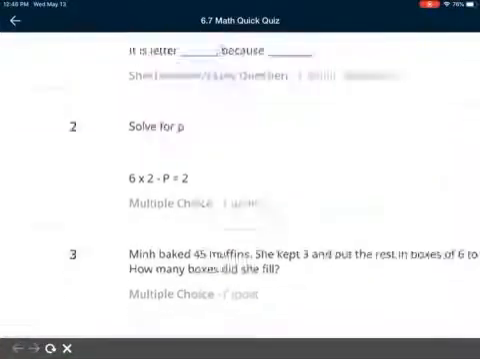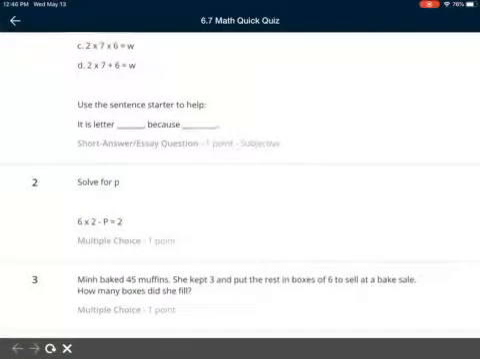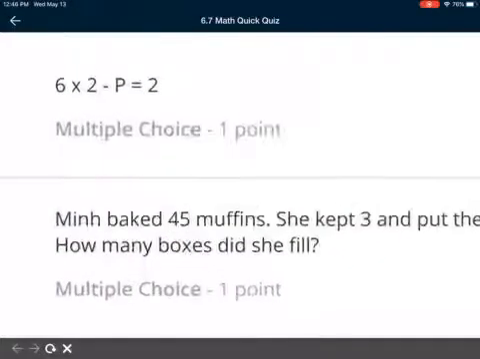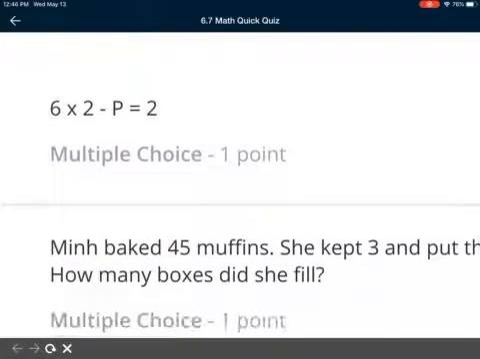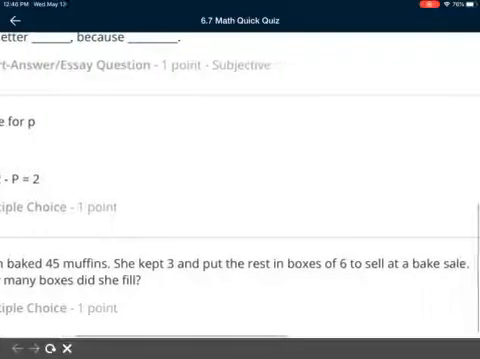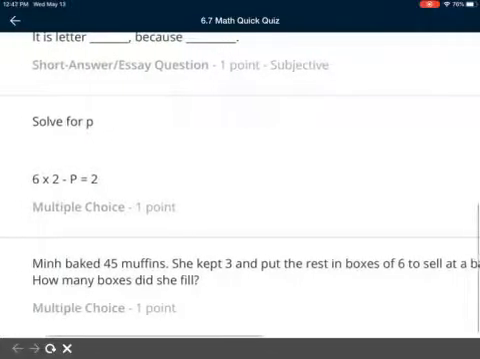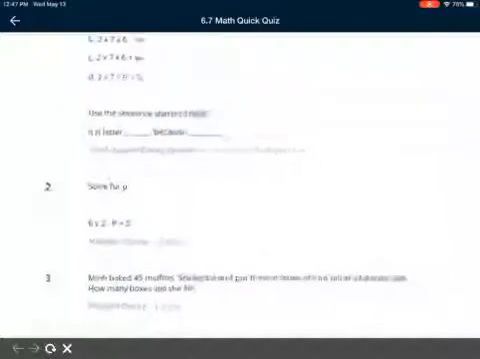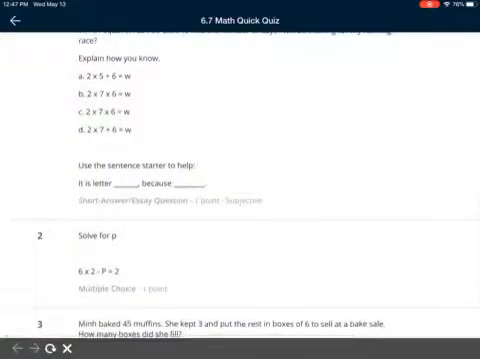And then number 3, it's another multi-step problem. Min baked 45 muffins. She kept 3 and put the rest in boxes of 6 to sell at a bake sale. How many boxes did she fill? Well, how many boxes did she fill is my last step question. I have to think, what's my first step though? What do I need to figure out? I know she's going to split those muffins up into boxes, but I wonder if I know how many muffins she's going to split into the boxes. So just think about what your first step is before you do that last step. And have fun solving.